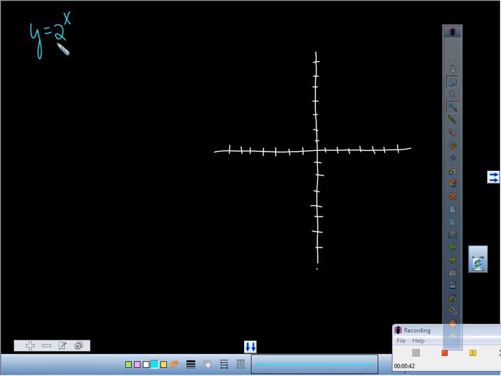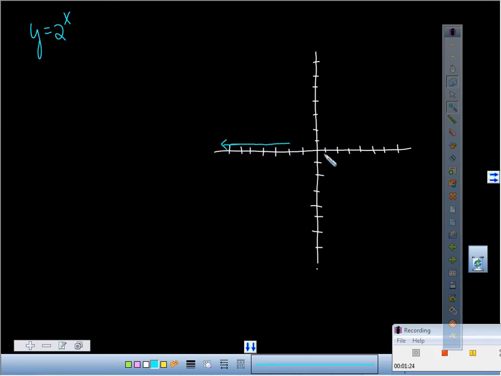What's its domain? All real numbers, negative infinity to positive infinity. What's its range? 0 to positive infinity. Very good. So I'm just going to pop some points up here and graph it really quick. We know that it is approaching 0 down here, okay?